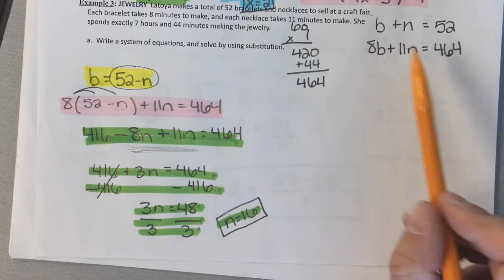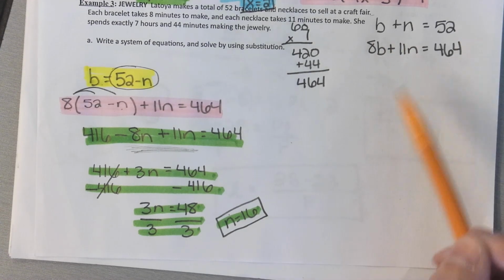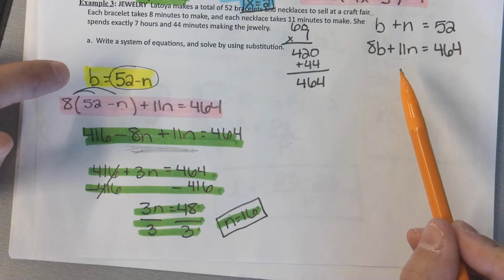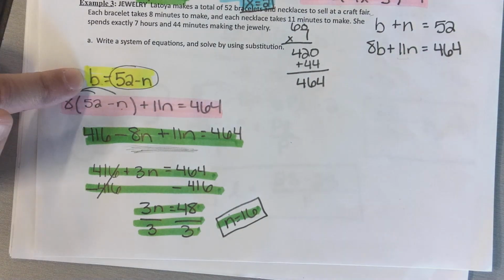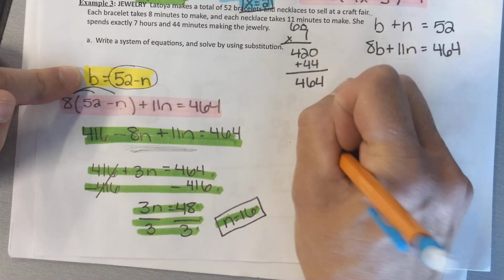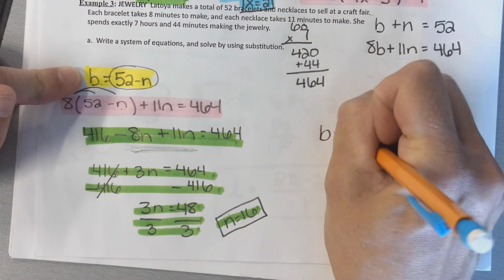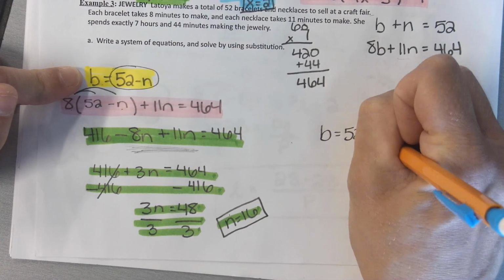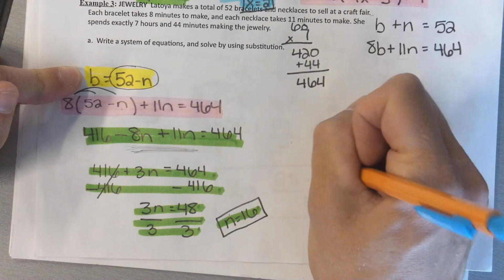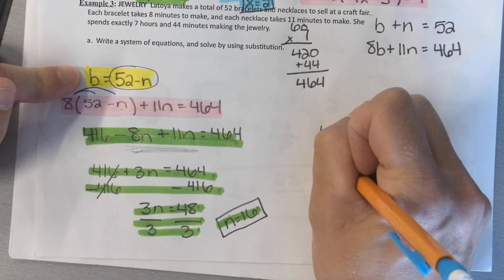Thank you. Okay, so you can take this n value and you can plug it into either of these equations, or you can even plug it into this yellow one. The yellow one's the easiest, isn't it? So let's plug it in here. So b equals 52 minus n. Well, we found out n was 16. And so then when we subtract, what do we get?